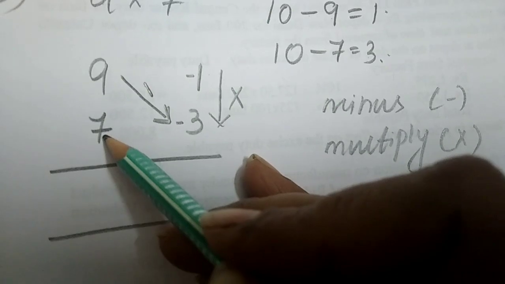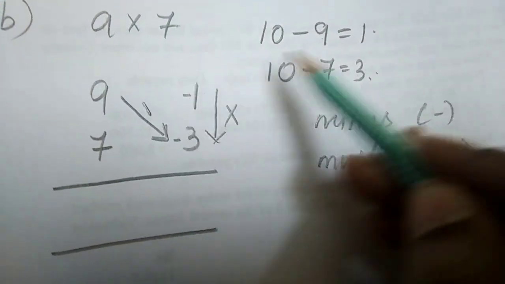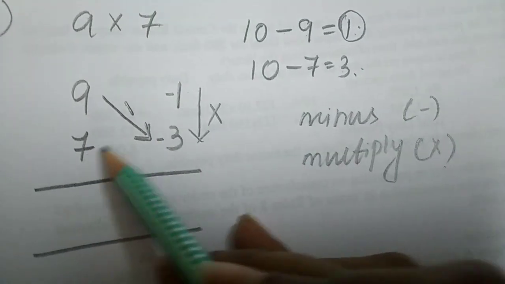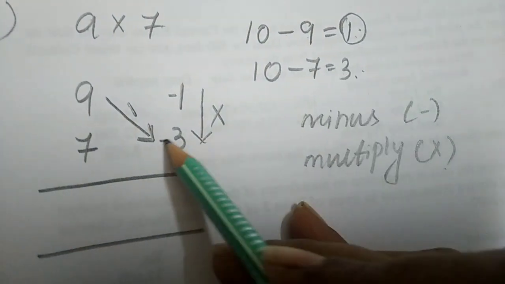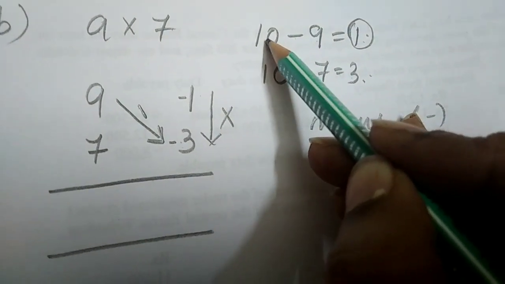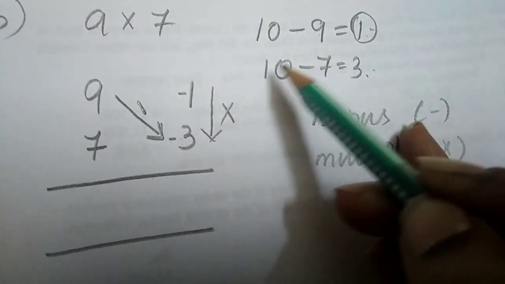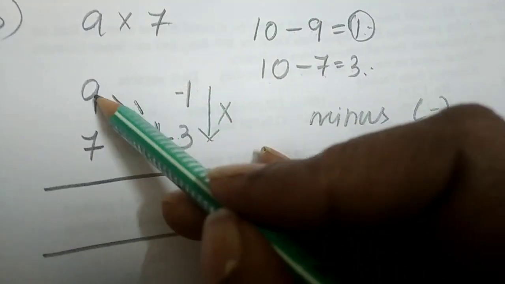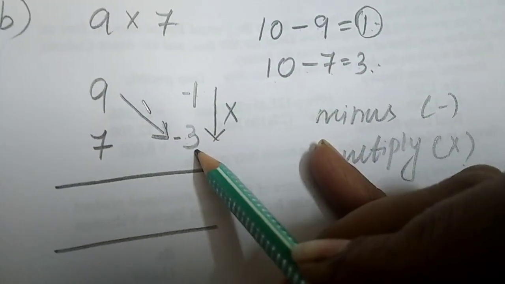Now, 1 and 3. What do you have to write? 9, below that 7. Then, beside 9, you have to write 1, whatever the difference you got, minus 1. Here also minus 3. So, first find the difference from 10, that is 10 minus 9, 1. 10 minus 7, 3. Now, beside this number, you have to write minus 1, minus 3.